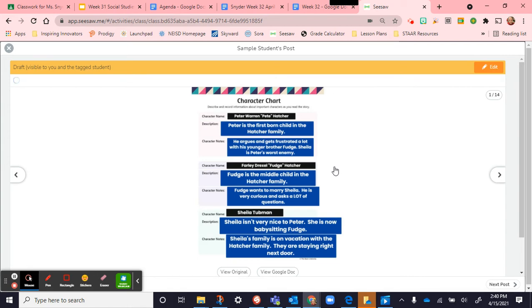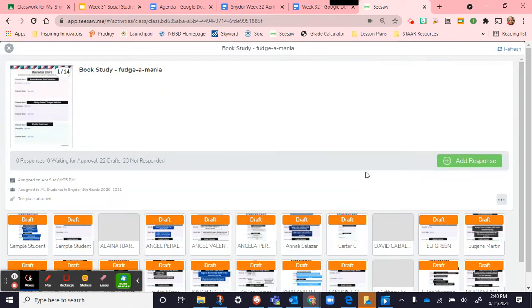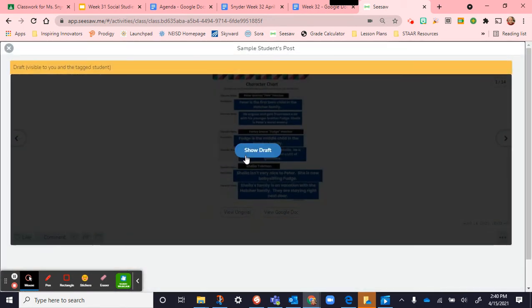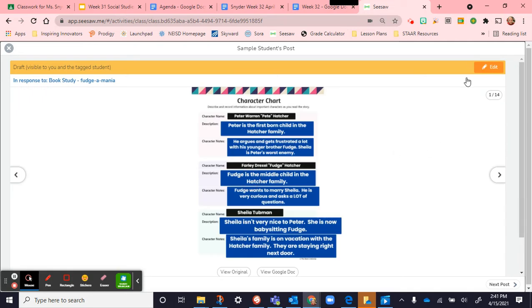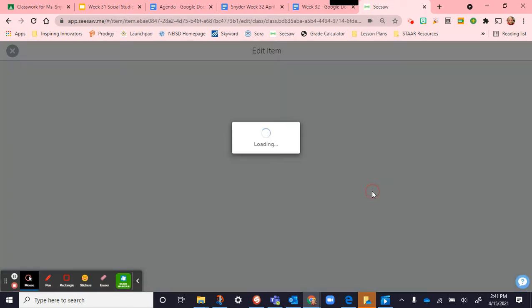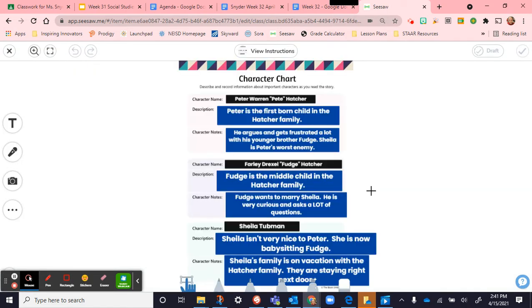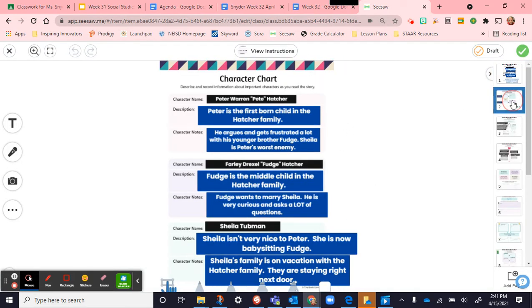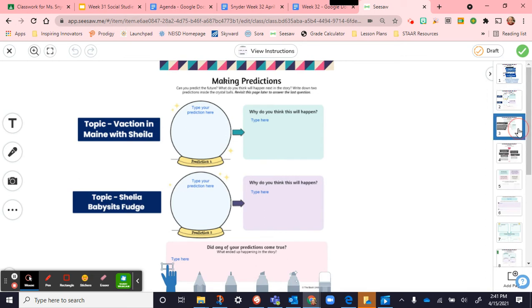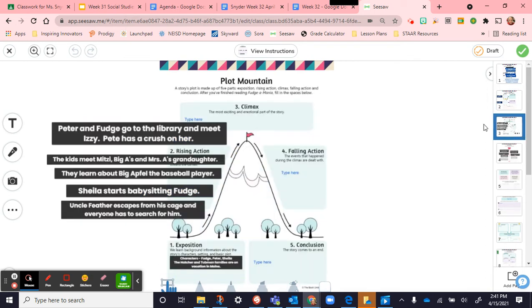Yesterday we went over the character chart. All right, so yesterday we did the character chart and made some predictions. Today we talked about the sequence, going back in just the sequence of events that we've been working on, or that we've been reading about.